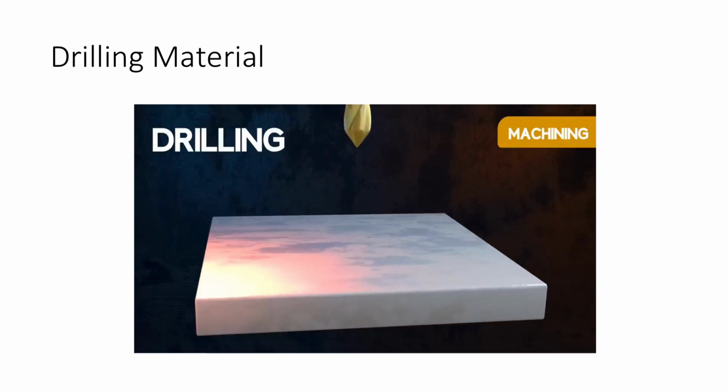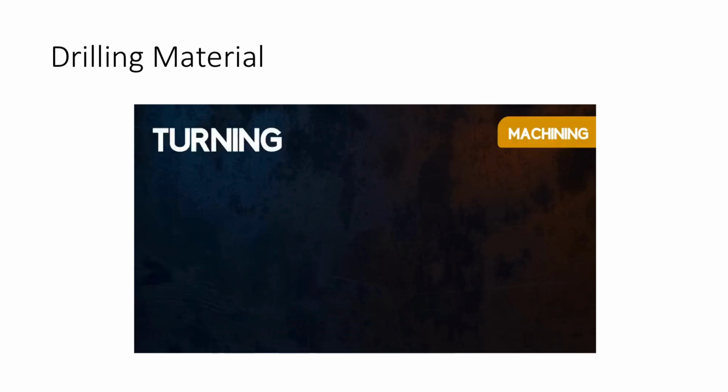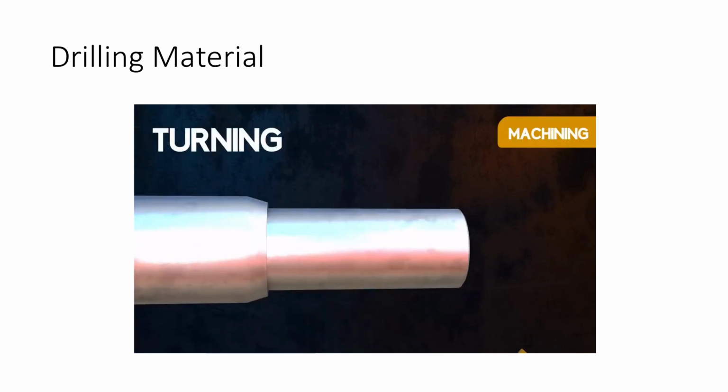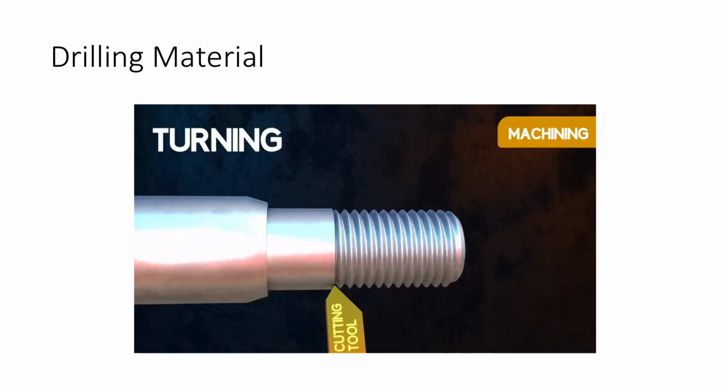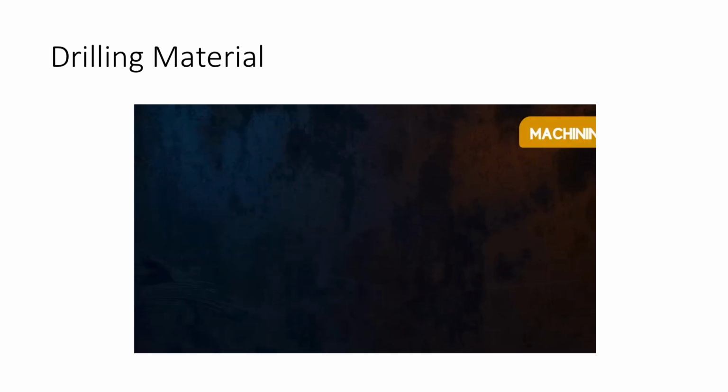Drilling is the cutting of a normal circular hole by pressing a rotating drill bit through a solid object. And turning is the use of a cutting tool to shape a rotating workpiece. Let's move on to the next category.